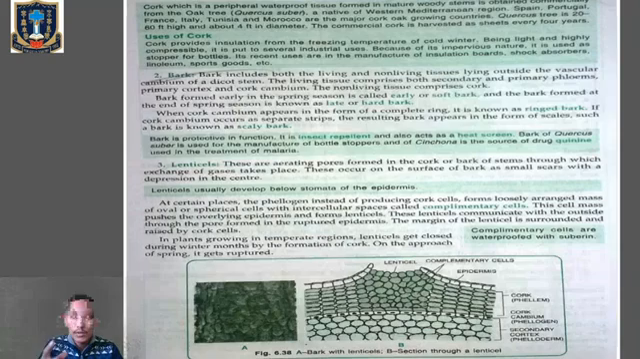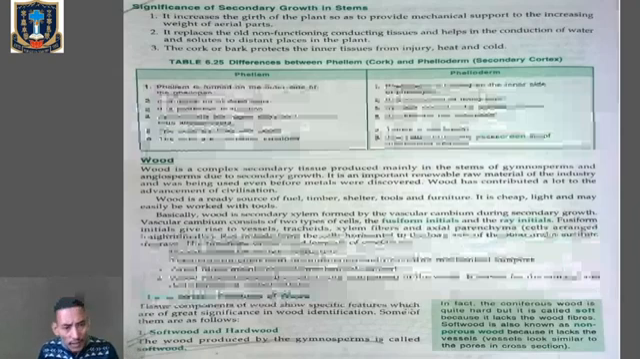Next, lenticels, the openings which are present on the older stems. Lenticels are the pores present in the bark of the stem, and through these lenticels there will be exchange of gases. We have even learned about the lenticels in an earlier class, the small openings present on the bark of the stem, which help in the exchange of gases. Clear?